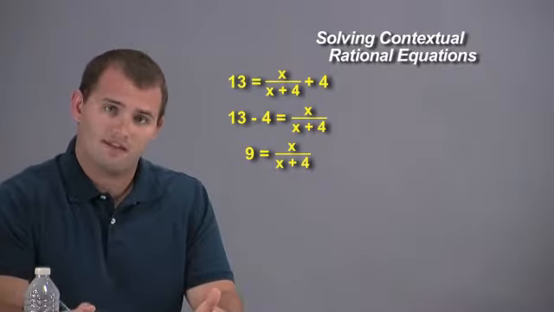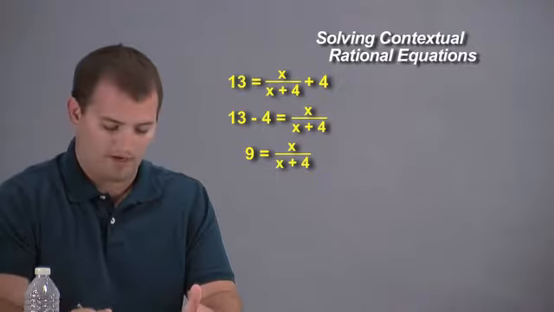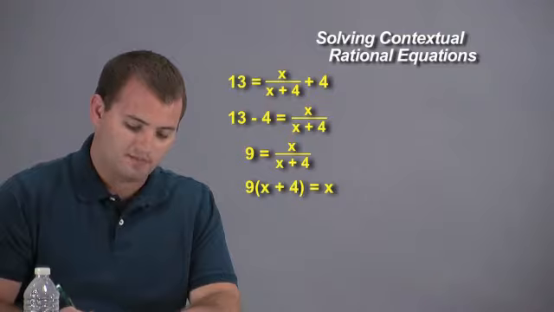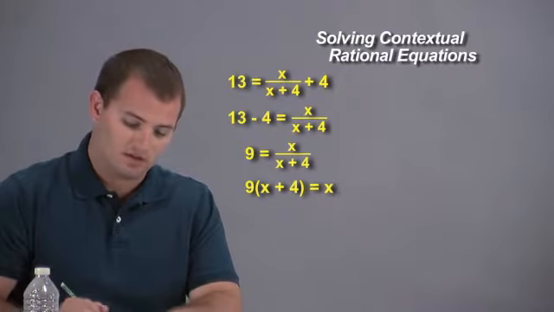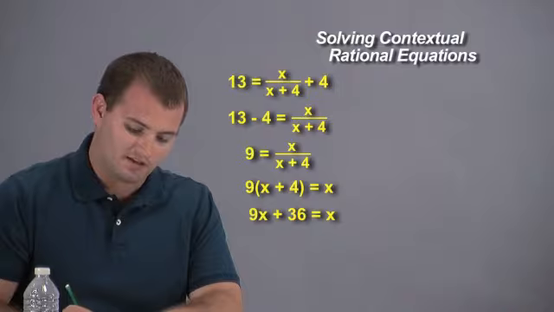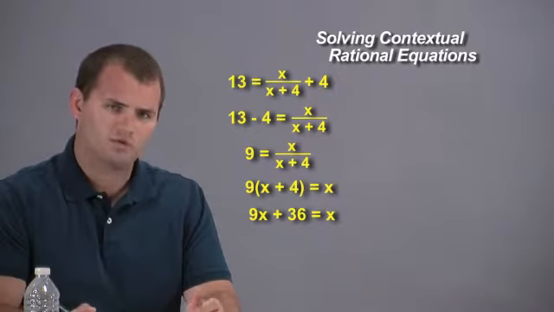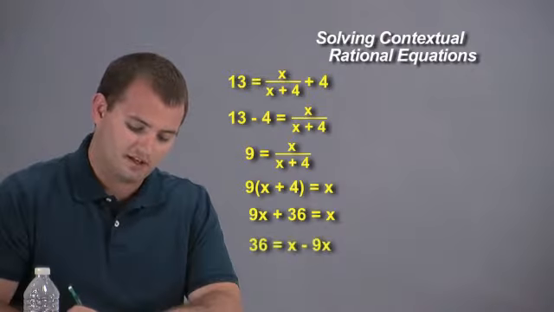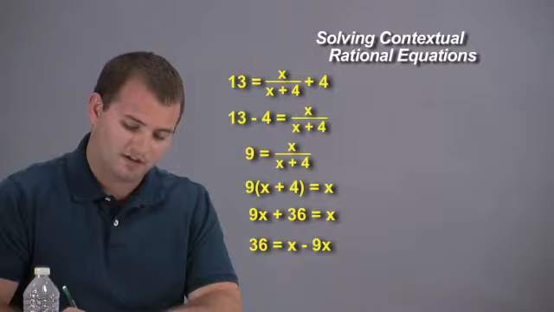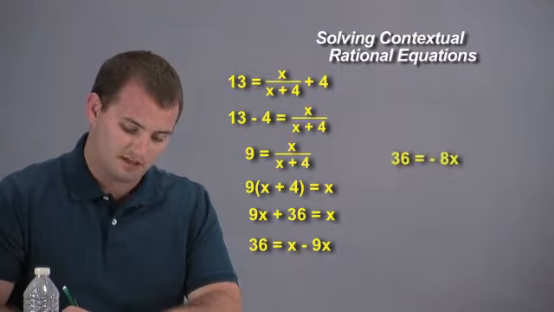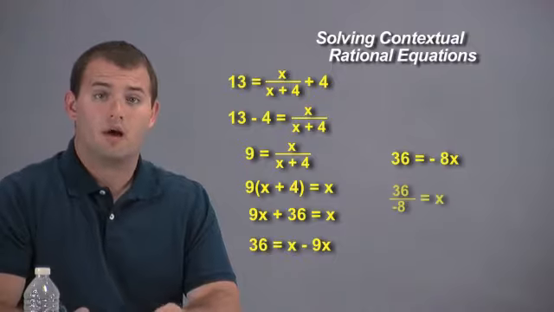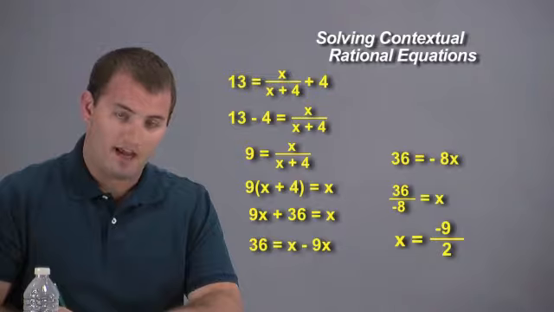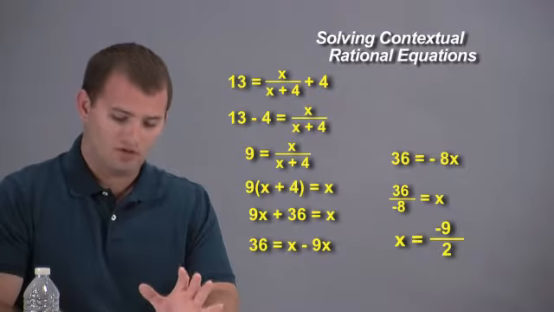Now we multiply each side of the equation by x plus 4 to get rid of that denominator. So the equation becomes 9 times the quantity x plus 4 is equal to x. And I'm going to distribute that 9 across that quantity, so it becomes 9x plus 36 is equal to x. Here I will subtract 9x from each side of the equation, and then we can solve for x. So it becomes 36 is equal to x minus 9x, which simplifies down to 36 is equal to negative 8x. Now we divide by negative 8, and we'll find that x is equal to negative 9/2. Okay, that one's a little challenging.